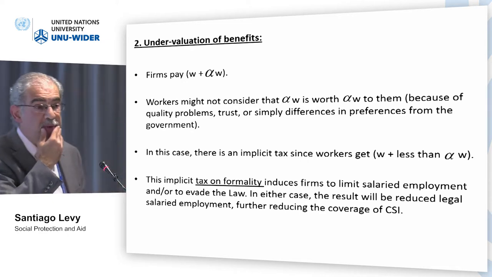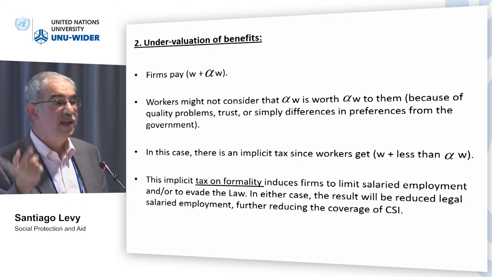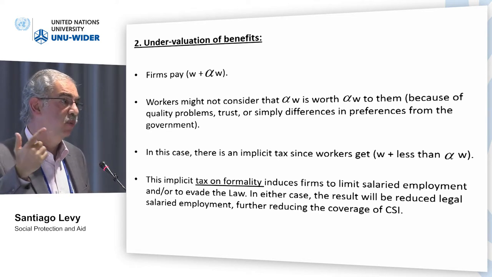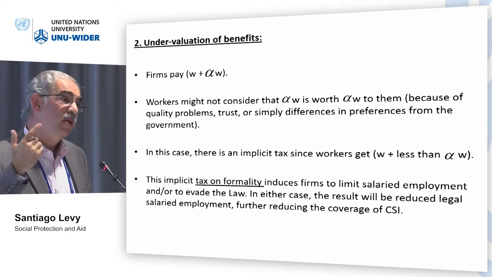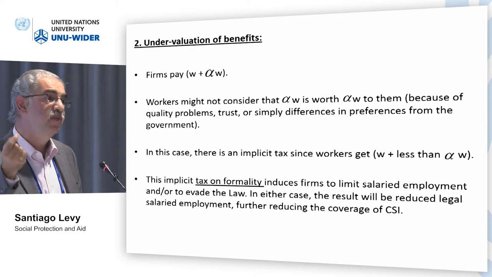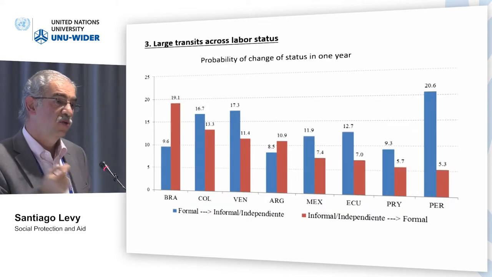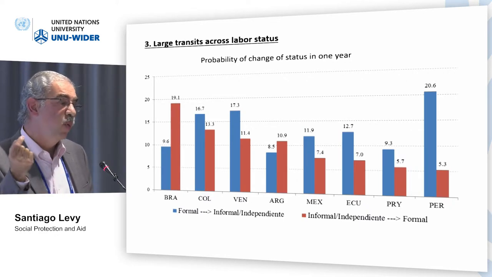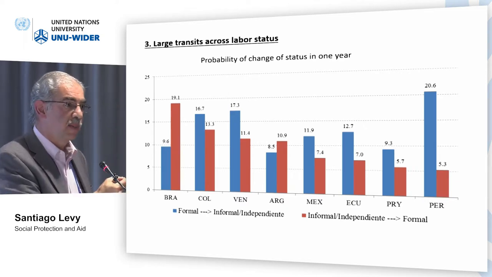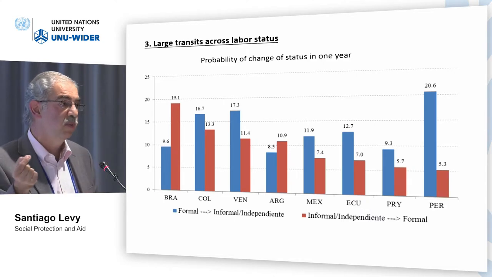And then the third problem, perhaps the most difficult problem of all and the most important, is that we tend to think about formal workers as informal workers, a separate subset of the population. But in fact, the data shows that there's a lot of transits of the same individuals between formal and informal status. So it's much better to say when workers are formally employed rather than to say formal workers. Because the same worker sometimes is formally employed and sometimes is informally employed.